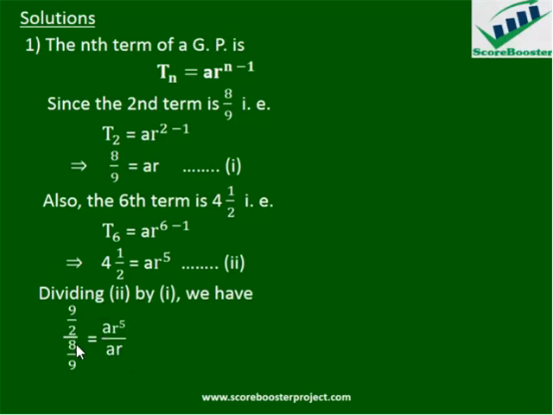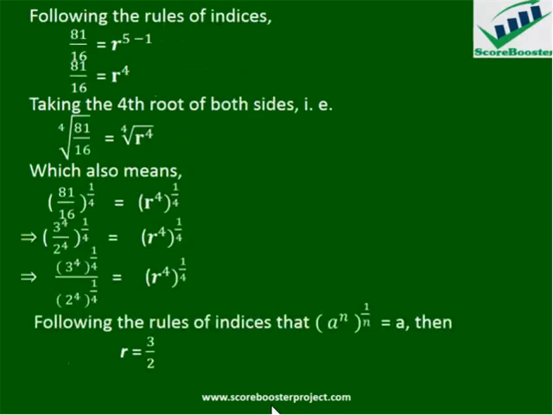9/2 divided by 8/9 is the same thing as writing 9/2 multiplied by 9/8, which is 81/16. And according to the rule of indices, a raised to power m divided by a raised to power n is equal to a raised to power m minus n. That is why we have r raised to power 5 divided by r raised to power 1 equals r raised to power 5 minus 1, which is what we have here. So 81/16 is r raised to power 4 because 5 minus 1 equals 4.